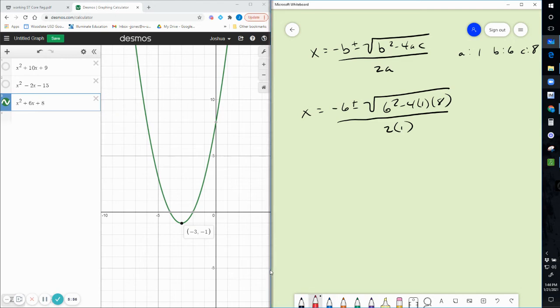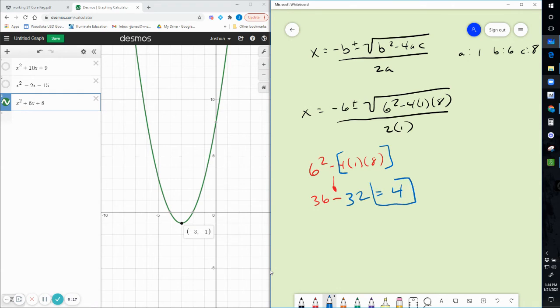Then we solve the discriminant. Okay. So you can solve the discriminant here. 6 squared minus 4 times 1 times 8. 6 squared is 36 minus, okay, put your brackets here. 4 times 1 is 4. 4 times 8 is 32. 36 minus 32 is 4. This is my discriminant. We're going to plug it back in right here.